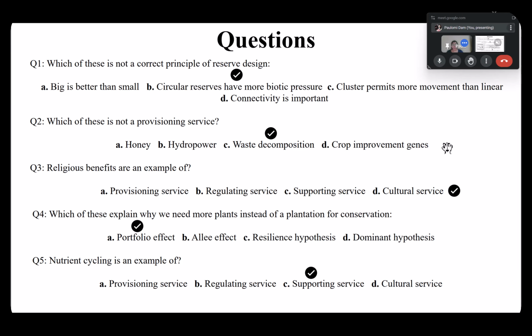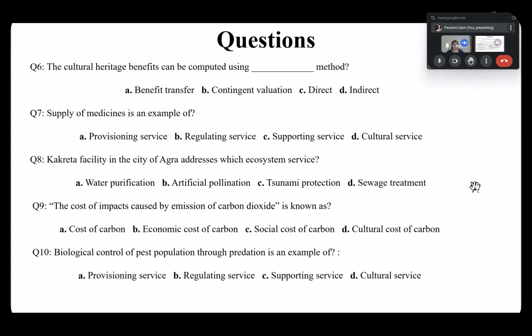And lastly, nutrient cycling is an example of a supportive service. Right, that brings us to the end of today's session with these 5 questions. Here we have: the cultural heritage benefits can be computed using which of these methods? Supply of medicine is an example of which kind of service? Kakreta facility in the city of Agra addresses which ecosystem service? You have all the 4 examples in the lecture. Try to remember where you have studied about the Kakreta facility.